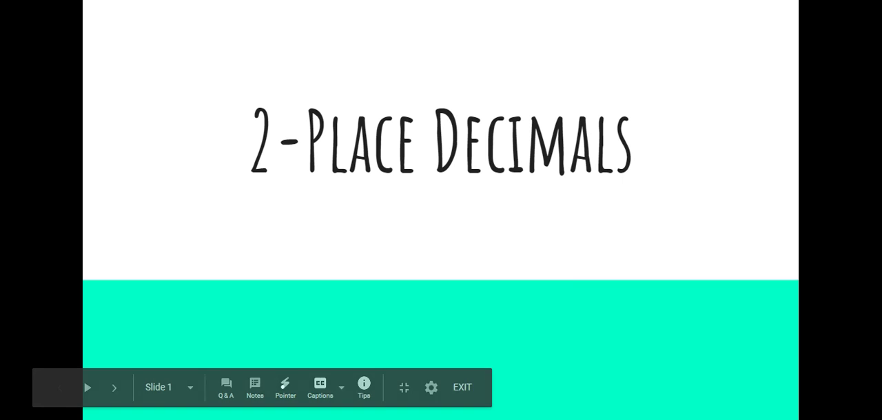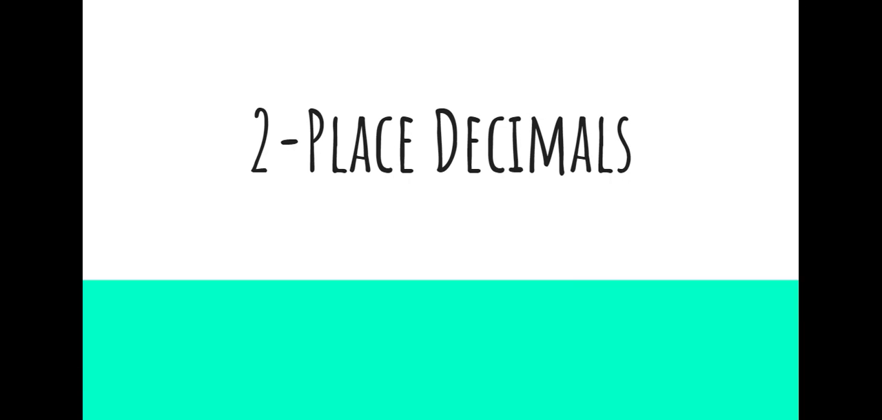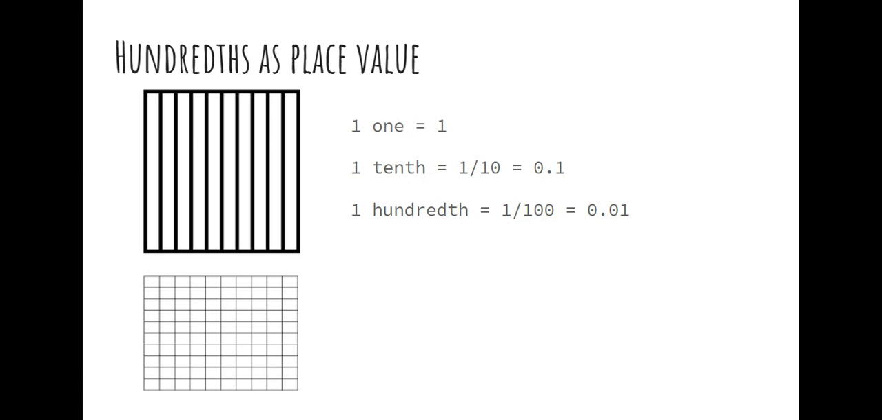Everybody. So today we're going to be learning about two-place decimals. So far we've learned that when I take a square and divide it up into 10 segments, each of those pieces is known as 1/10. And we write 1/10 as 1 over 10 or 0.1.